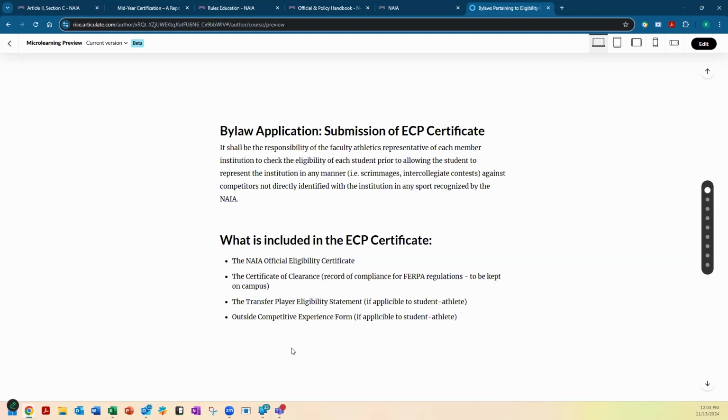What is included in the ECP certificate is, of course, the official certificate itself, the certificate of clearance, which is the record of compliance for FERPA regulations to be kept on campus. I'm going to provide a little bit of an update on that piece next week as well. Transfer player eligibility statement, which is both embedded within the ECP technology system, also a paper form, and the outside competitive experience form, also embedded in the student's ECP profile.